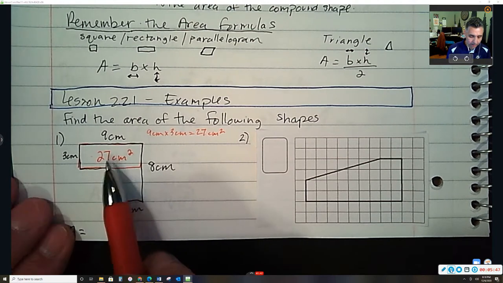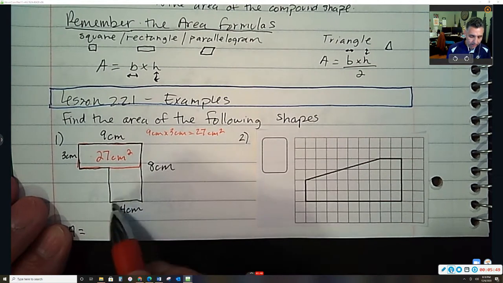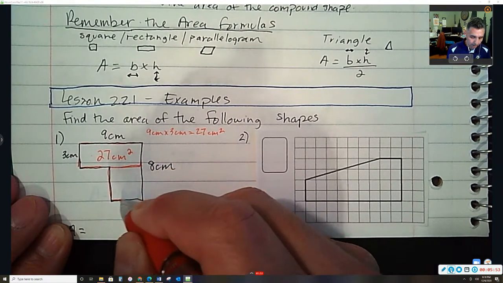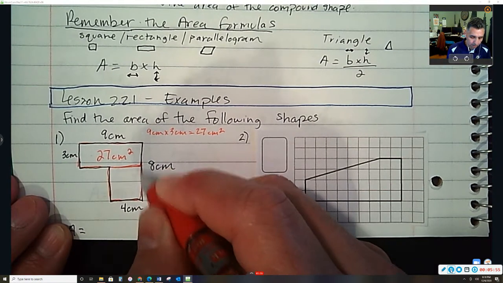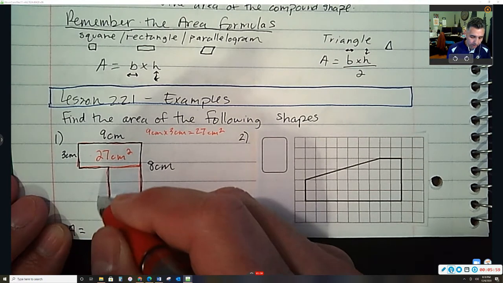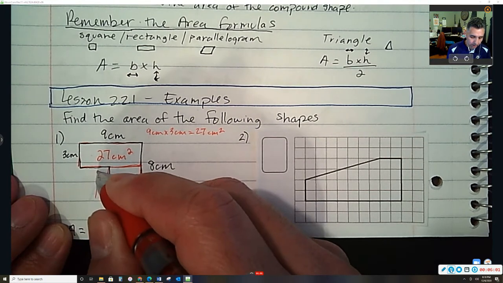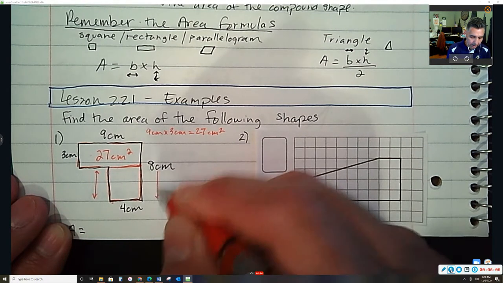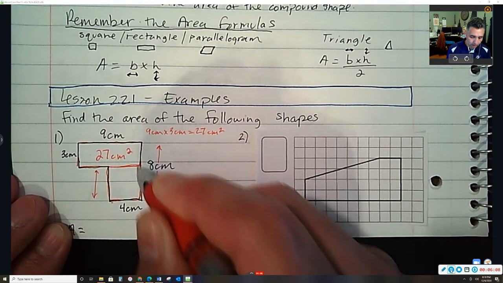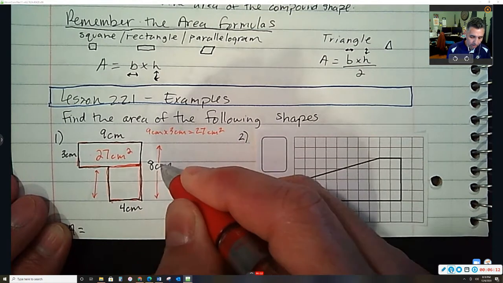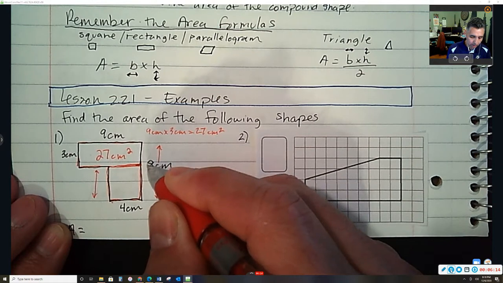And then I need to figure out the area of this other rectangle. And this one's tricky. I know this is 4, but what I don't know is this length from here to here. They tell me 8 is all of this. But remember, we just cut it right here. So it's not 8 anymore. So really you can't look at that 8 anymore.